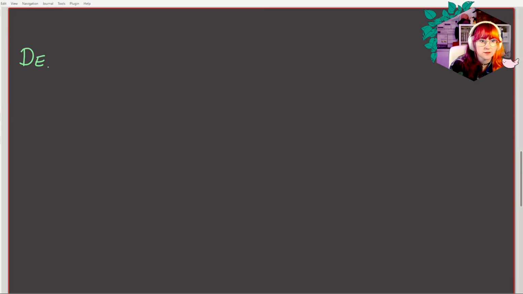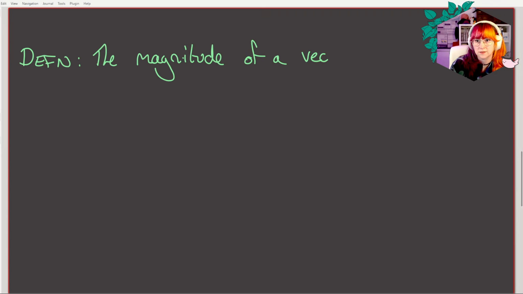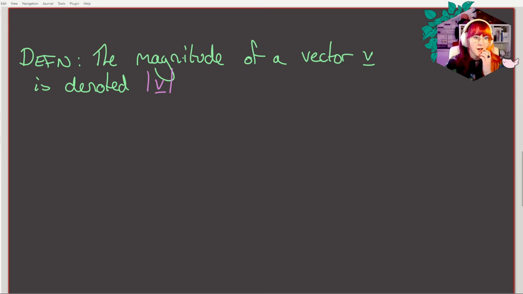Let's do another definition. So the magnitude of a vector V is denoted like this, where those straight lines are the modulus operator there. We go.